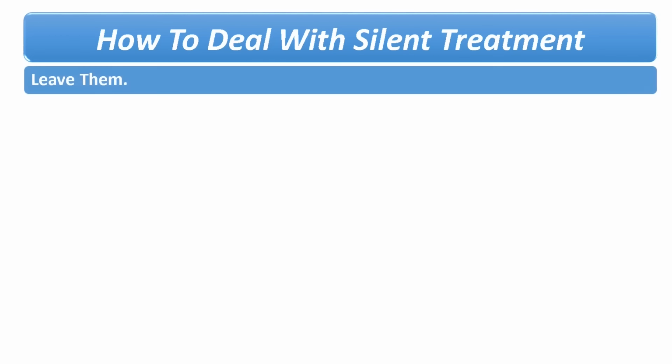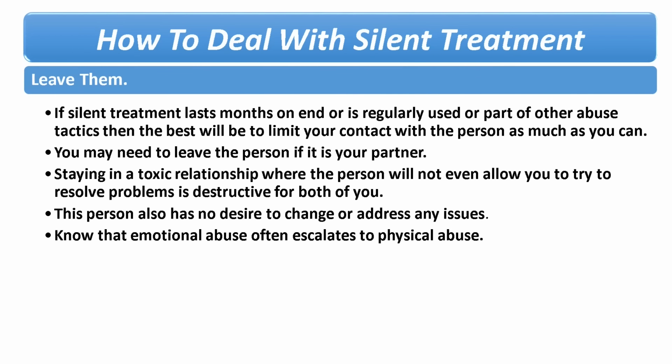Leave them. If silent treatment lasts months on end or is regularly used or part of other abusive tactics, then the best will be to limit your contact with a person as much as you can. You may need to leave a person if it is your partner. No matter how much you love them, staying in a toxic relationship where the person will not even allow you to resolve problems is destructive for both of you. This person also has no desire to change or address any issues. Know that emotional abuse often escalates to physical abuse, especially when the person feels their tactics do not work as well anymore or when they feel they are losing control over you.